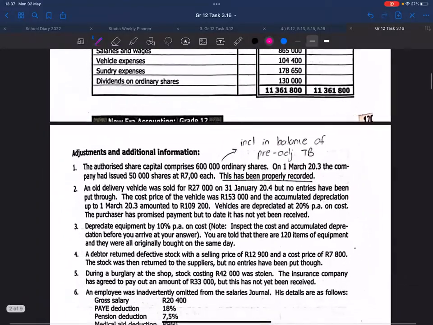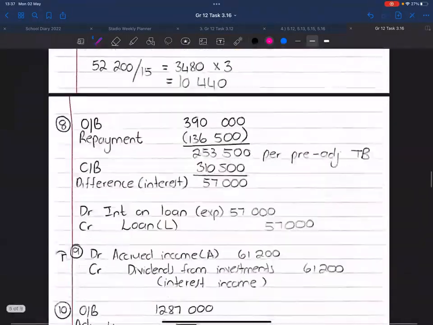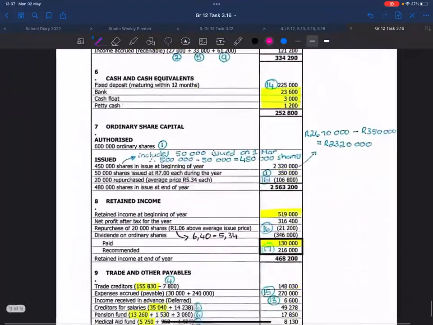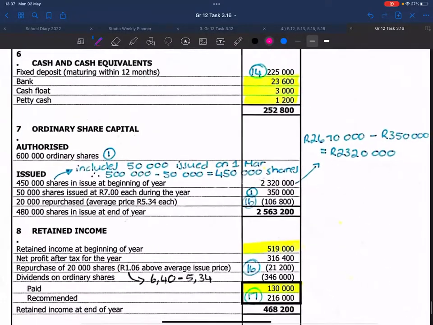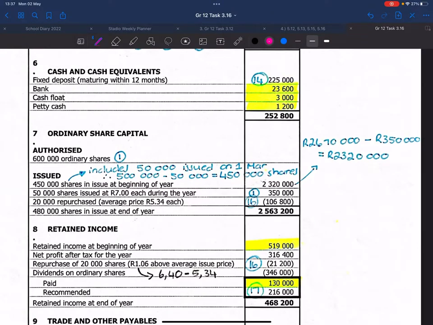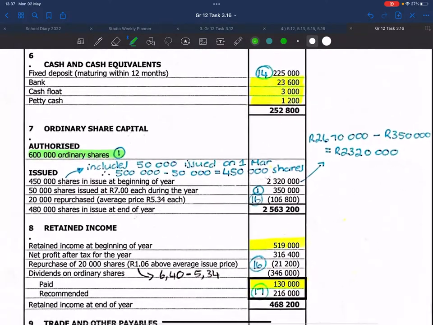So I'm now going to work through the adjustments. So I'm going to start with adjustment number 1. And they told us that the authorized share capital comprises of 600,000 shares. So that's this line item here. You have to state how many authorized shares there are. Then it says on the 1st of March, which is the beginning of our financial year, the company issued 50,000 shares at 7 Rand each. So that's entered here. They told us that during the year we issued 50,000 shares at 7 Rand each.